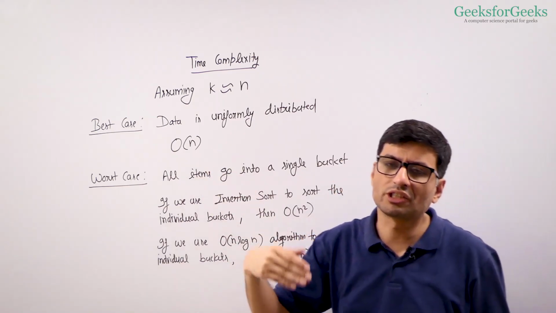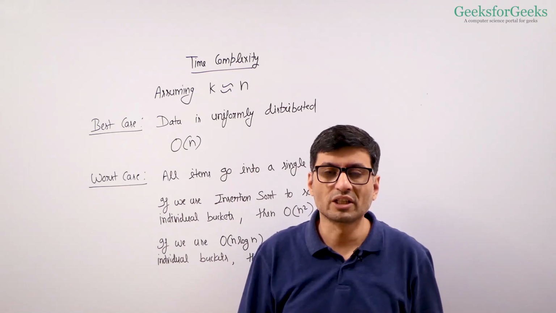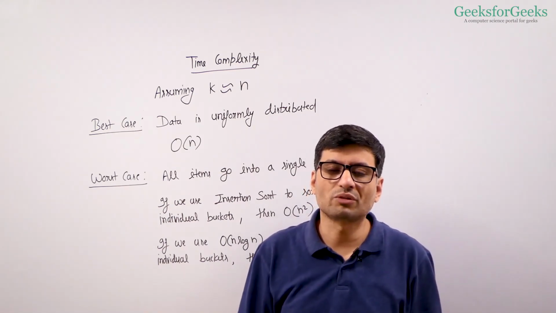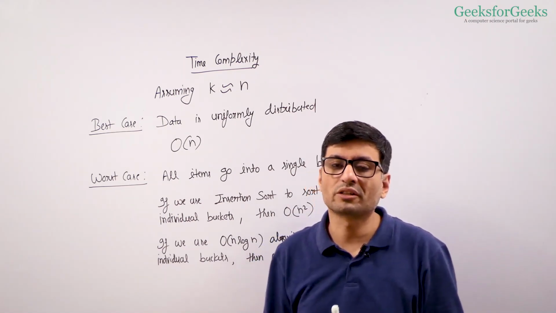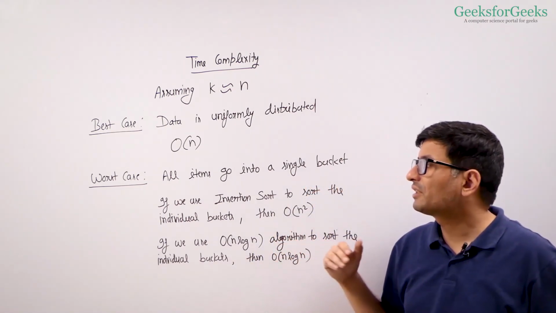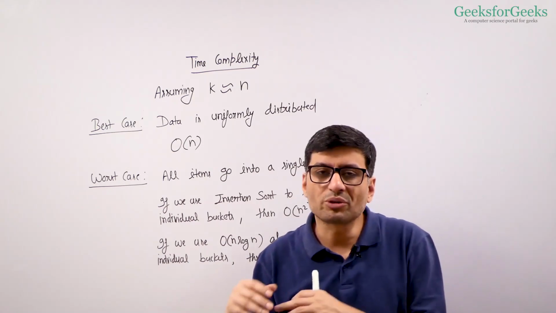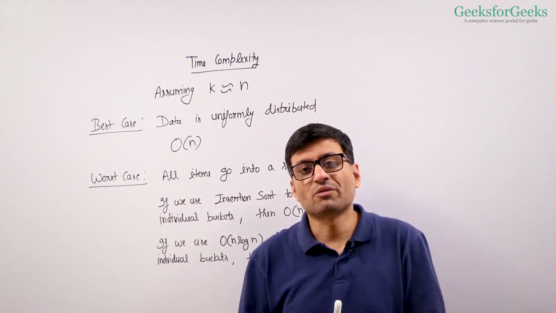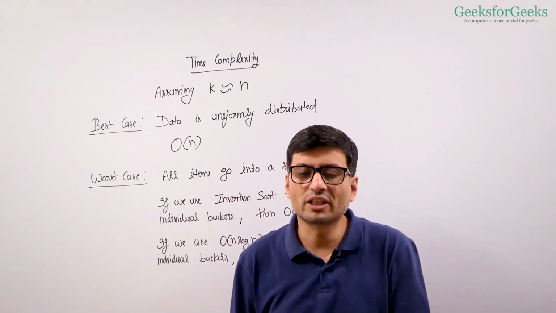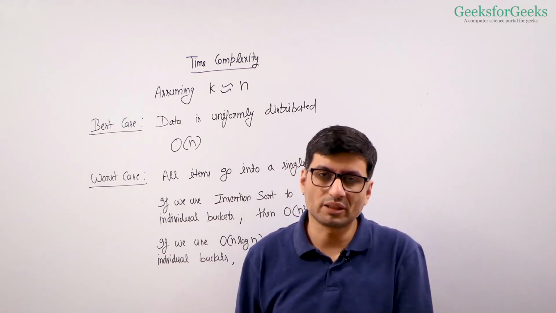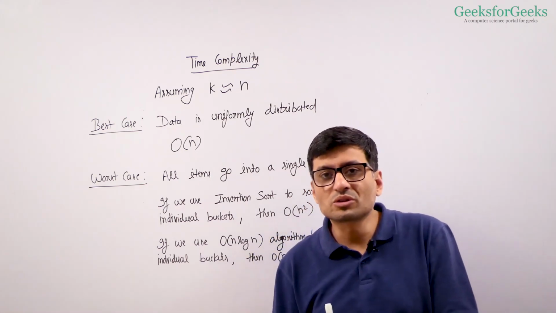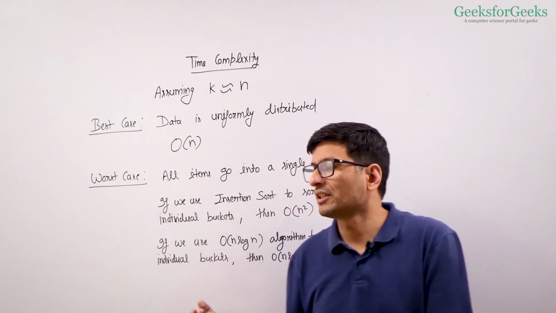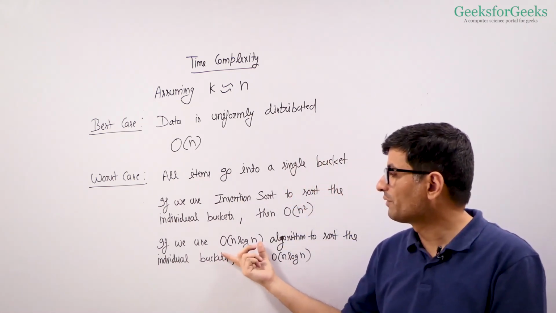Even if you use insertion sort to sort the individual buckets. Why do we use insertion sort? Because insertion sort is the best algorithm when you have small number of elements to be sorted. Now in the worst case, what will happen is your data is not uniformly distributed and everything goes into a single bucket. And if you use insertion sort here as well, then you are going to have big O of n square time in the worst case. But if you use an n log n algorithm to sort the individual buckets, then your worst case can also become big O of n log n.